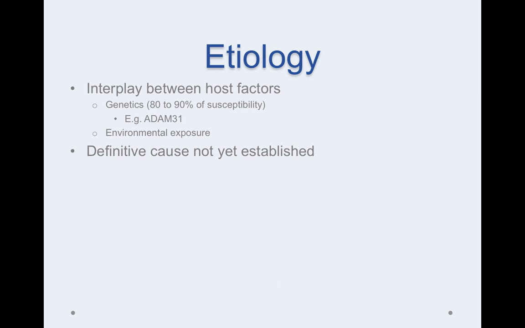The etiology of asthma is not well defined. However, it appears that there's an interplay between host factors. Genetics is estimated to represent about 80 to 90% of susceptibility towards asthma. There's actually strong support for the concept of a genetic predisposition. Also, environmental exposure occurs at a crucial time in the development of the immune system, and we'll discuss a little bit further on in the presentation which types of environmental exposures are either protective or risk factors for the development of asthma.